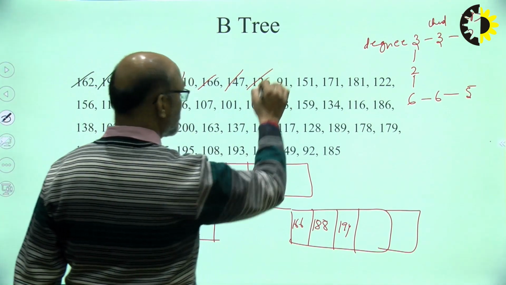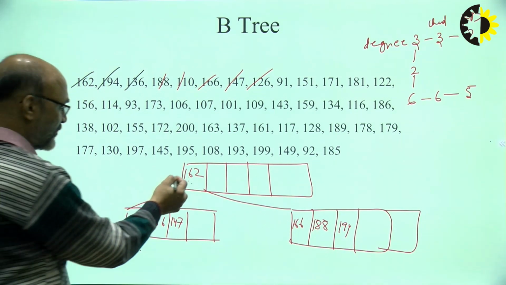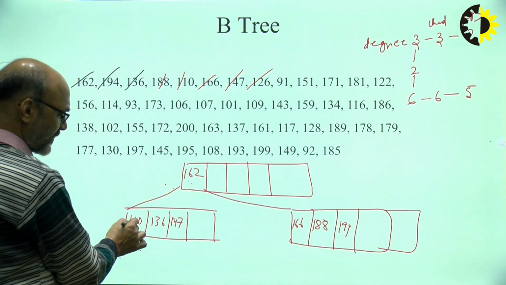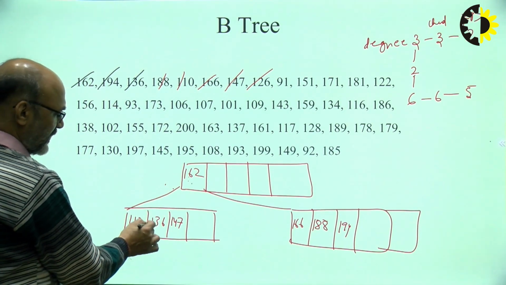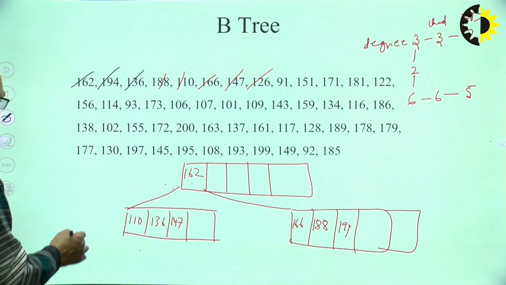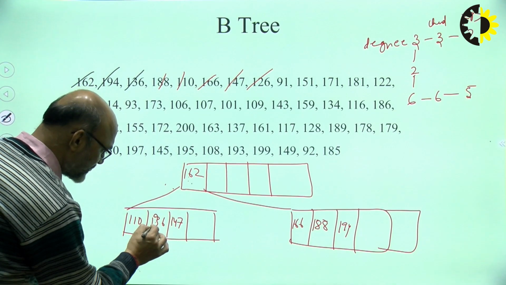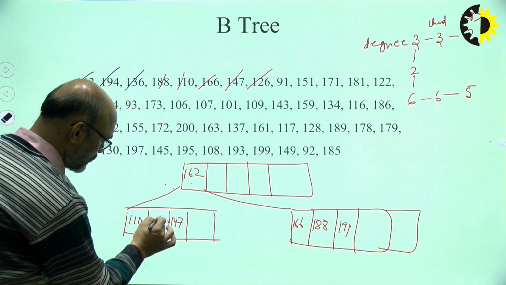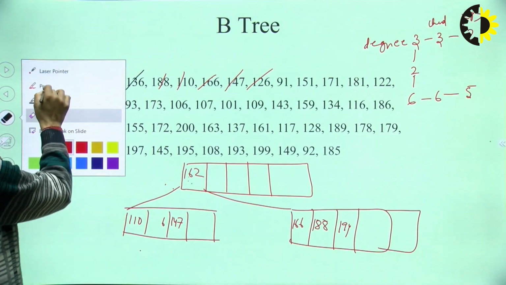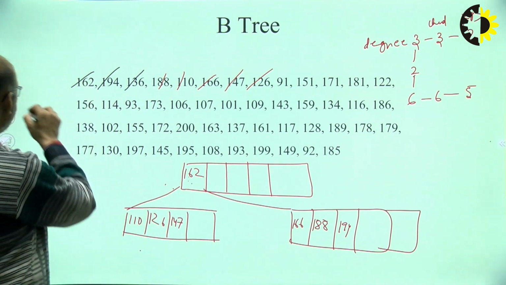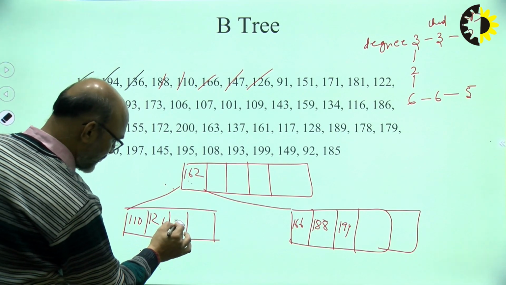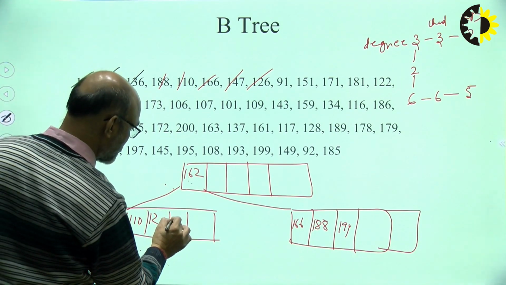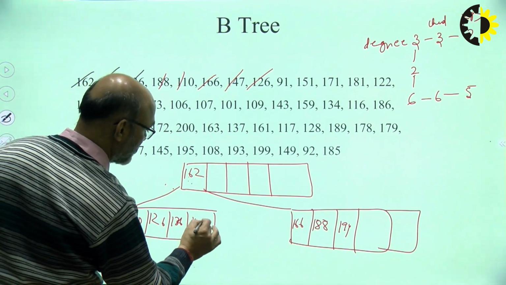Now I am coming to 126. Again the same logic. 126 is compared with 162. It is less than. Check for child pointer. It exists. Then come to 110, 136. It will be in between 110 and 136. So this is 126. I will erase this one to make space: 110, 126, 136 and then 147.